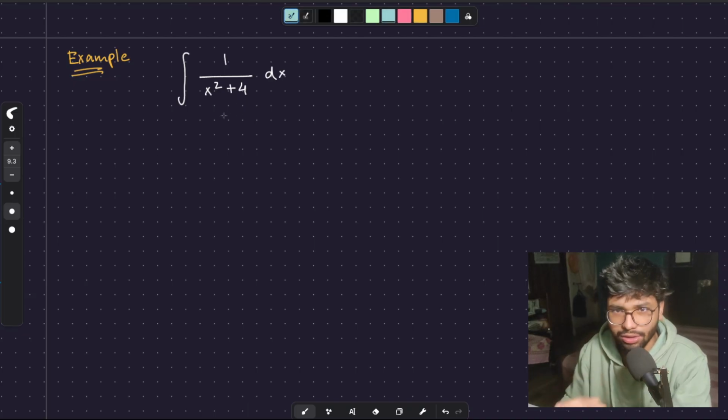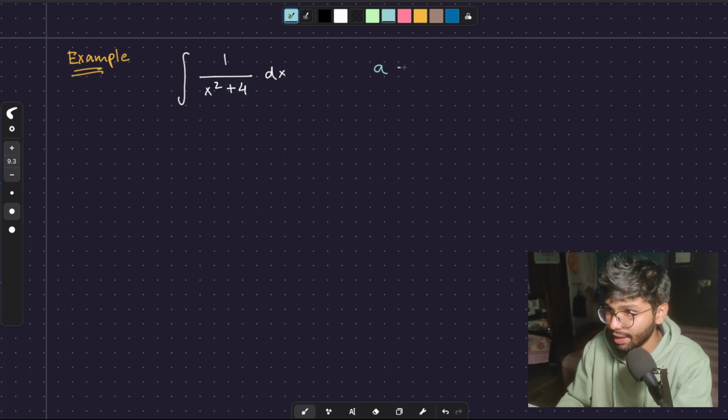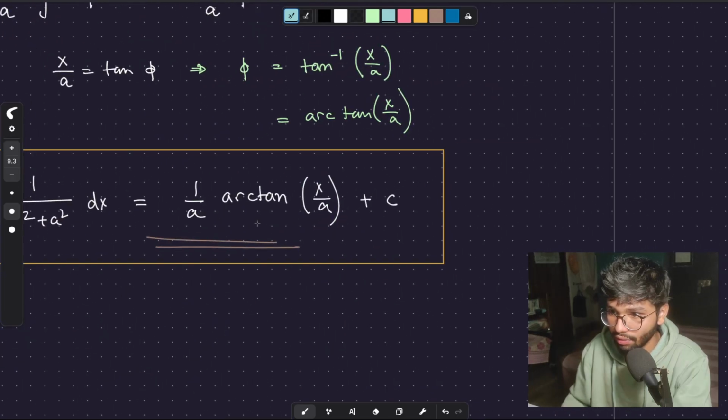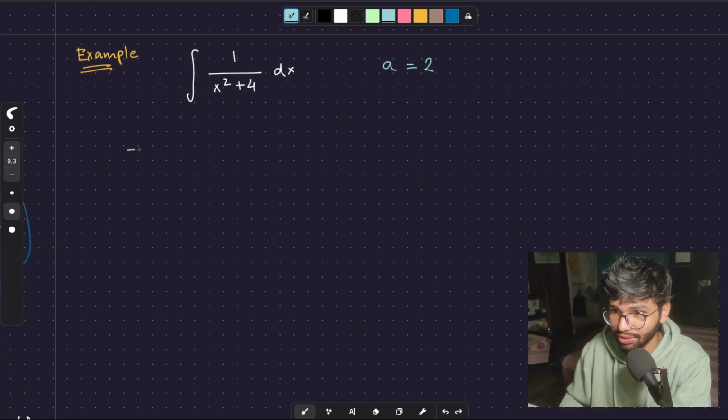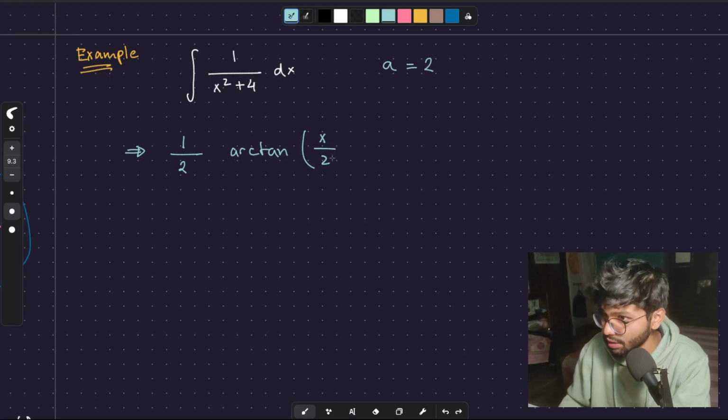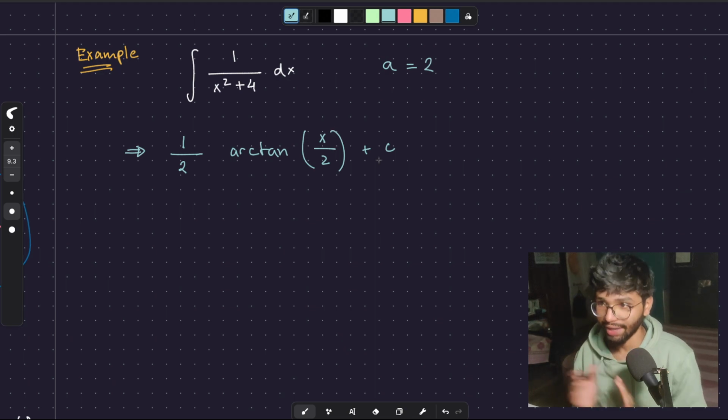All right, so let us try to find what the x's are, what the a's are. Clearly this is x squared, and 4 is just 2 squared. So we know that a is just 2. Great. So can we just plug and chug into this formula? Absolutely. This will be equal to 1 over a, which is 1 over 2, arctan or tan inverse, whatever you want, of x over a, which is x over 2, plus c.